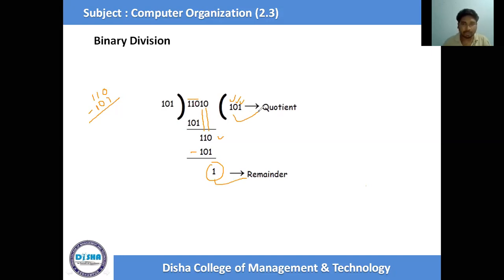And again I would like to repeat: division is comprised of two arithmetic operations, multiplication and subtraction, and it is the same as the decimal process.